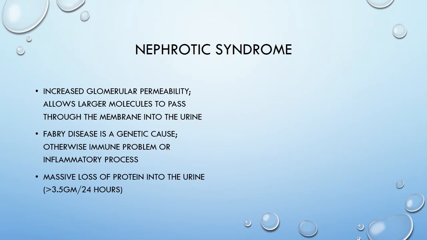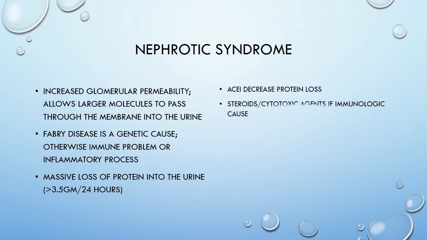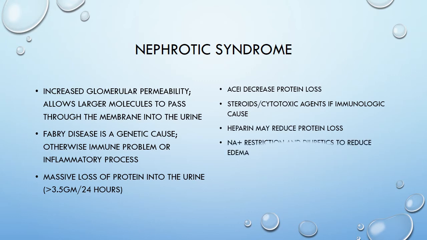There will be a massive loss of protein into the urine. ACE inhibitors can be used to decrease the protein loss. Steroids or cytotoxic agents will be used if it's an immunological cause. Heparin may also reduce protein loss. There will be sodium restriction, and diuretics can be used to also reduce edema.